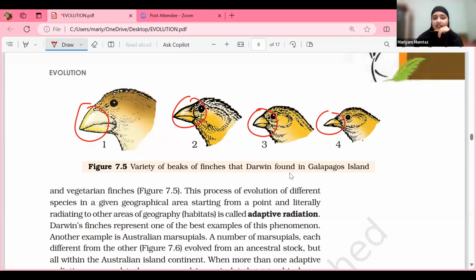So he said that this is evolution, because the birds are the same, but their beaks have evolved. Okay, this is because of the geographical area they are present in. And this process, starting from a point and literally radiating to other areas of the geography, is known as adaptive radiation, because of the adapting that the bird was doing for whatever food resource was available. Its beak adapted to that nature, right?